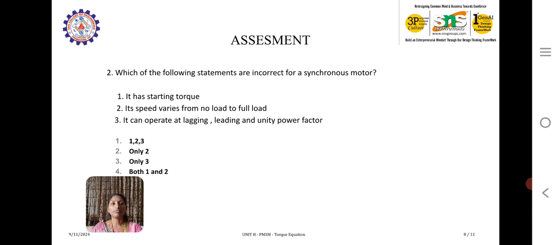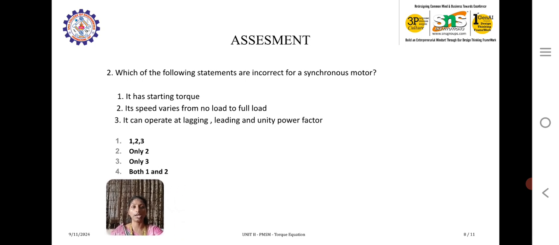Coming to the question, which of the following statements are incorrect? The synchronous motor has a starting torque, speed varies from no load to full load, or it can operate at lagging, leading and unity power factor. I guess the answer is both 1 and 2. It will not have a starting torque and the speed does not vary from no load to full load.